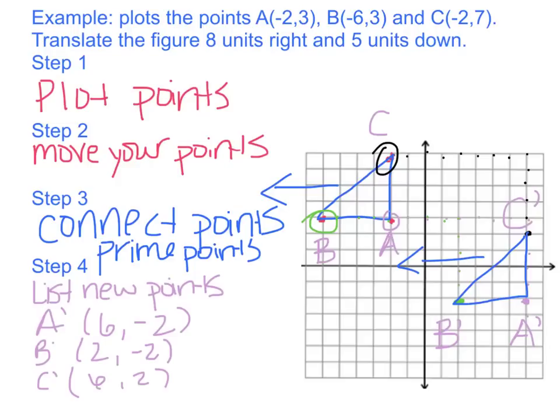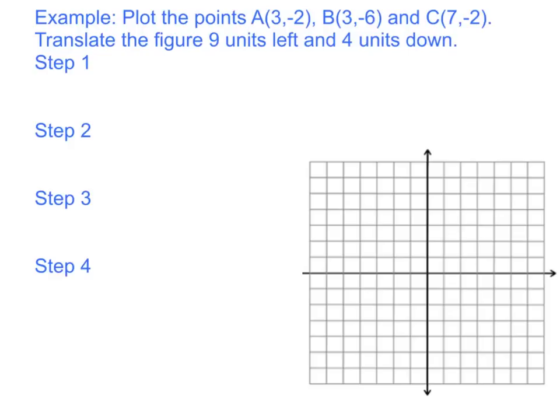And then you're done. So your next method is going to be an addition method. So your first step is going to be to plot your points. So we are going to go ahead and do that. So A is going to be 3, -2. B is going to be -6, 3. And then C is going to be 7, 2.